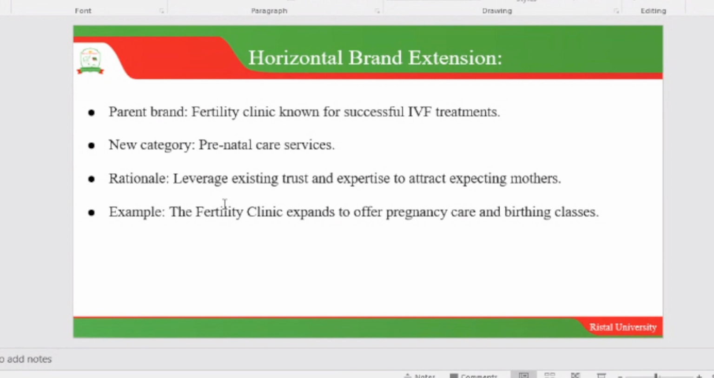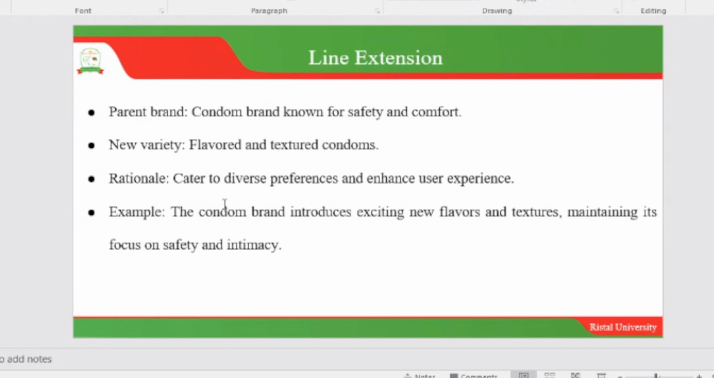You're offering now before a successful IVF, and then after a successful IVF, you're offering people services, because you know that after people have successfully conceived, there is going to be a delivery. So you will offer that pregnancy care. After that pregnancy care, you will offer a delivery class. After a delivery class, you can actually as well offer breastfeeding classes and so forth and so on. And so that is what we call the horizontal brand extension.